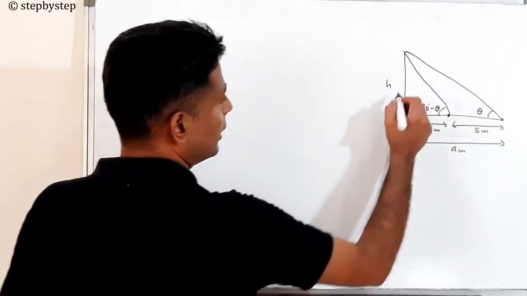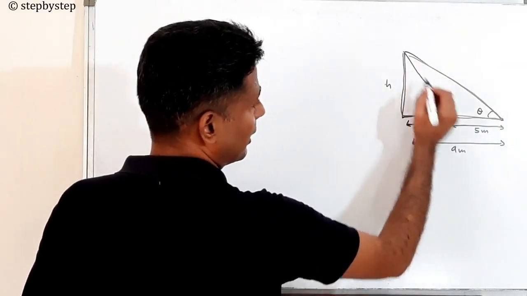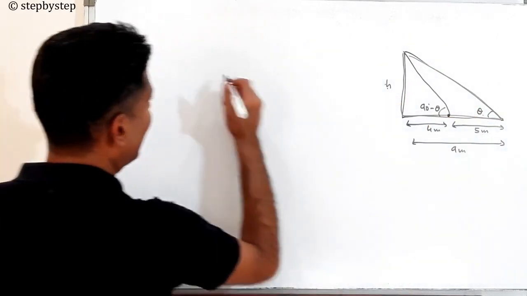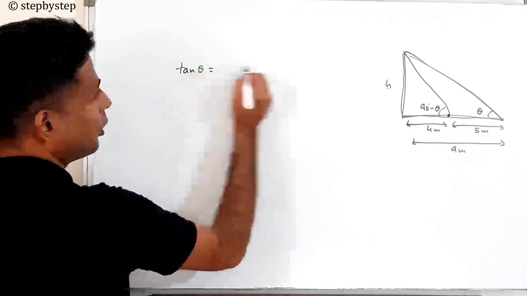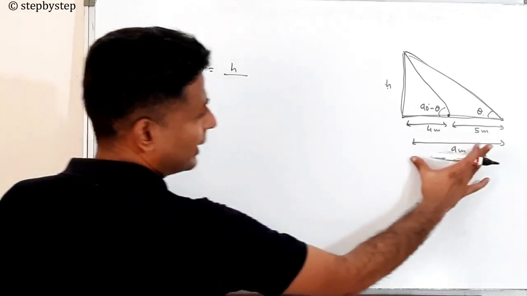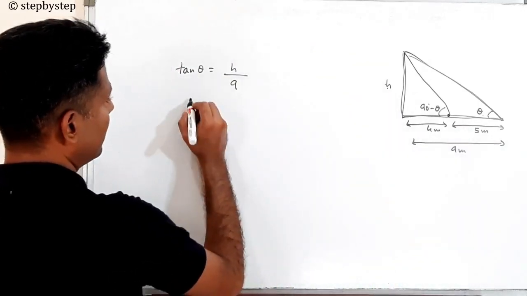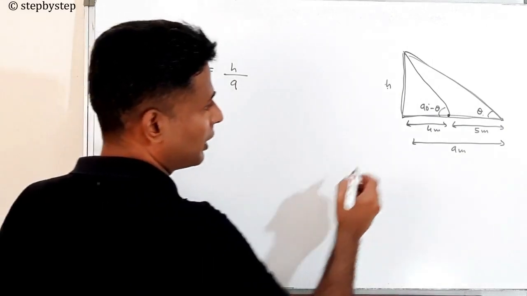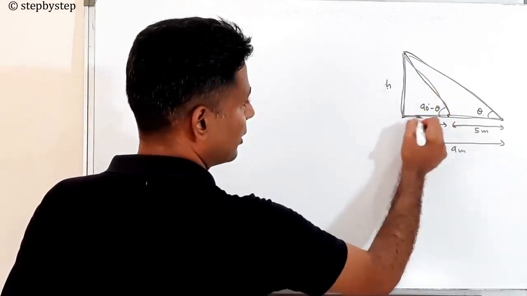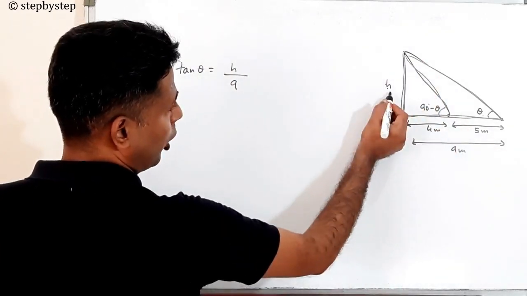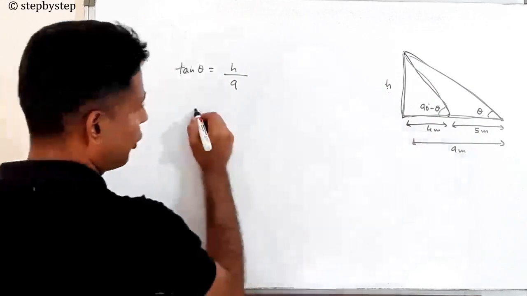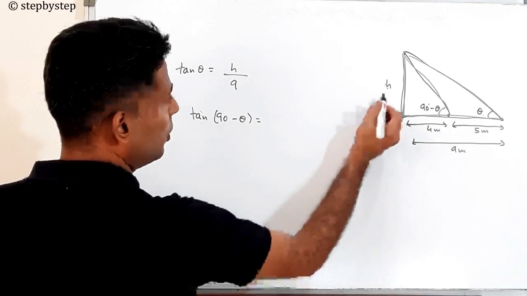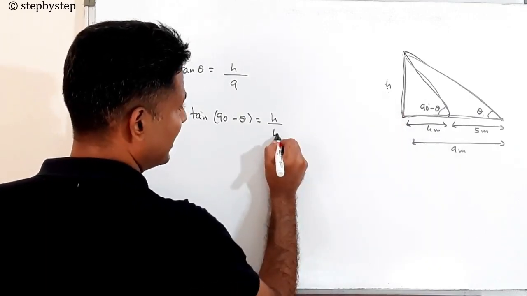Now how do we do this? We'll take this triangle and this angle theta. We have opposite side and adjacent side, right? So tan theta will be equal to opposite, that is h, by adjacent, that is the whole thing, 9. So tan theta equal to h by 9. Now take this triangle. Opposite is h, adjacent is 4. So tan 90 minus theta equal to opposite by adjacent, that is h by 4.